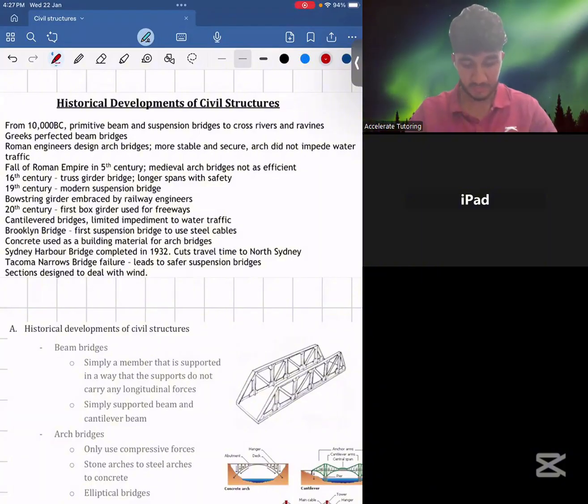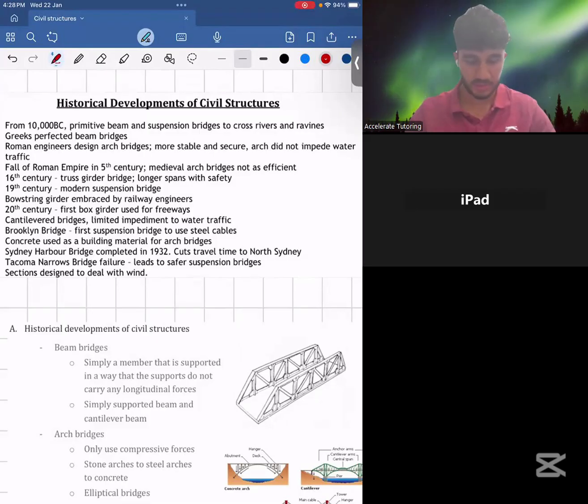And the cantilever bridges, limited impediment to water traffic. The Brooklyn Bridge, again, this is just an example. First suspension bridge to use steel cables. Concrete used as a building material for arch bridges. The Sydney Harbour Bridge completed in 1932. Cuts travel time to North Sydney. Tacoma Narrows Bridge failure leads to safer suspension bridges, and then sections designed to deal with wind.